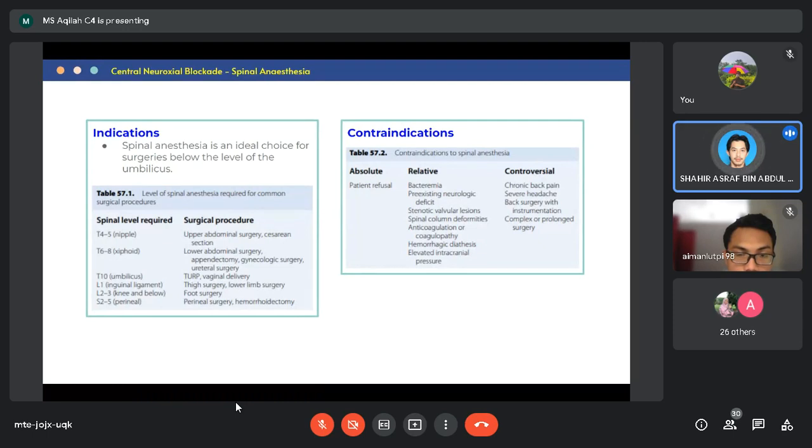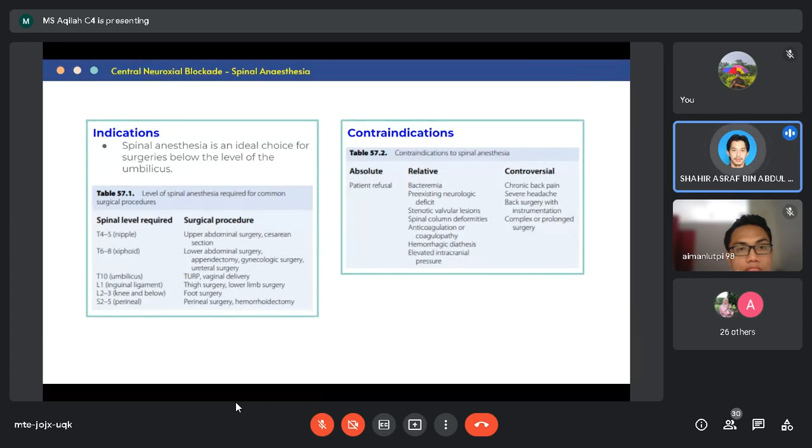How do you achieve that? The level of the anesthesia that reaches until the T4. You need that. How do you achieve that? By the position. Positioning, interesting. Anything else? And also the baricity of the anesthesia.